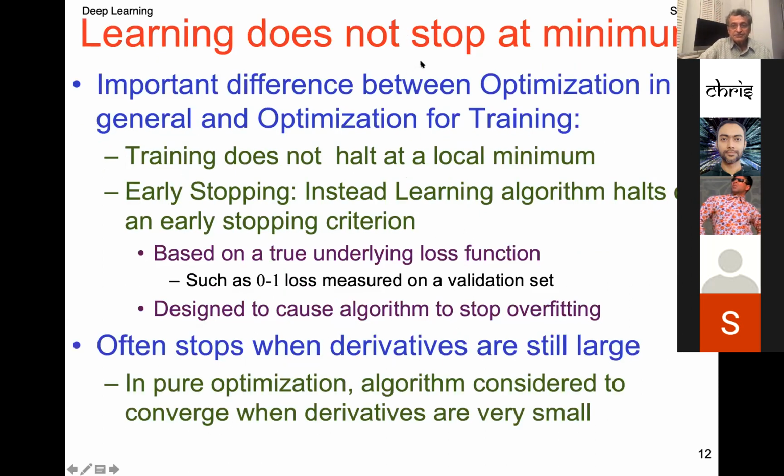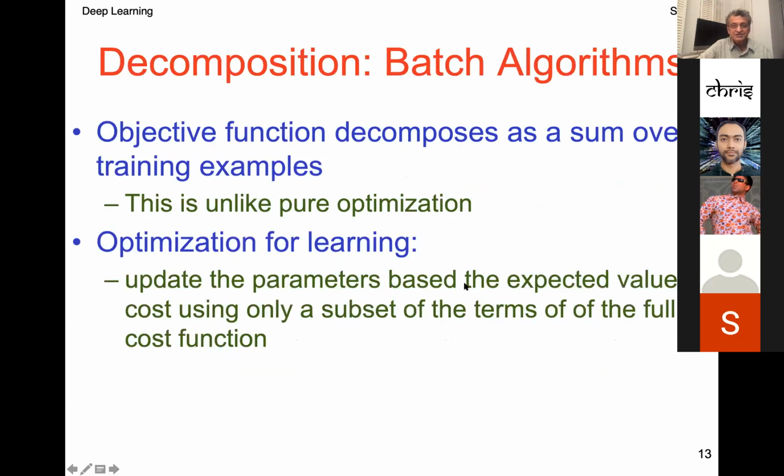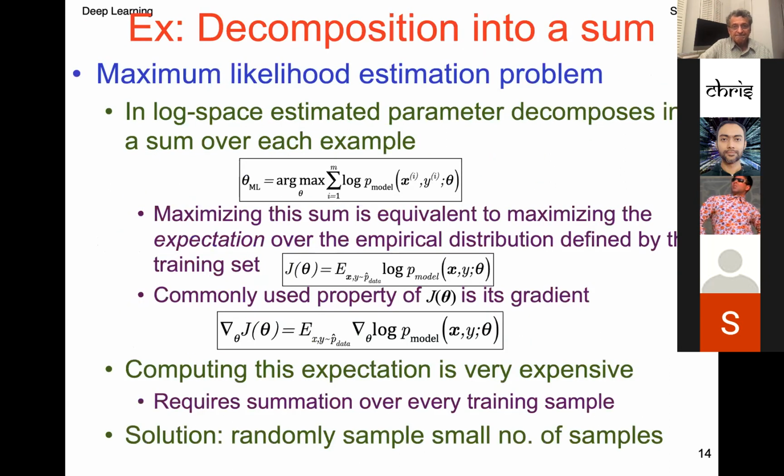Learning does not stop at minimum. We just talked about that. It often stops when derivatives are still large. Okay, so these are all these fine variations it's talking about. And then the idea of batch algorithms. There is all kinds of justification for that decomposition into a sum. The maximum likelihood parameters are the arg max over theta. What is the value of theta that's going to maximize this log likelihood over here? Maximizing this, the same kind of arguments apply here, and a commonly used property is its gradient.